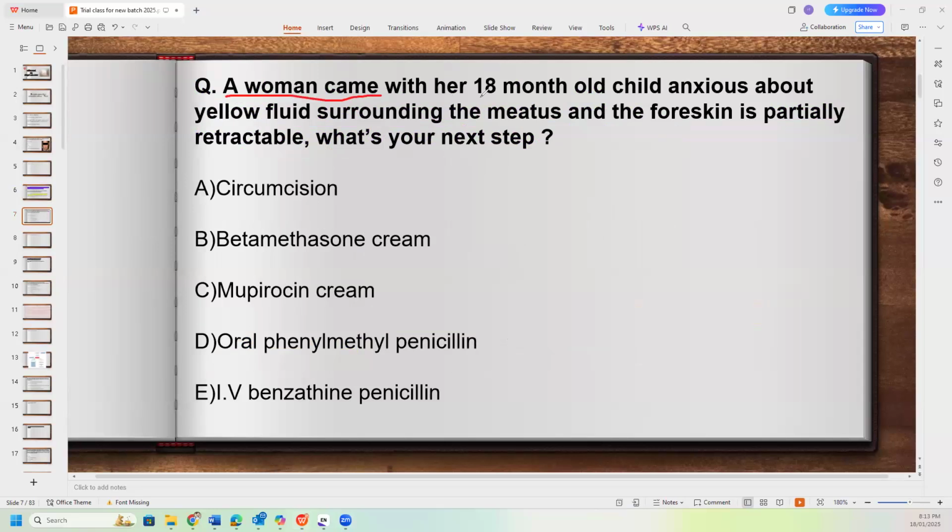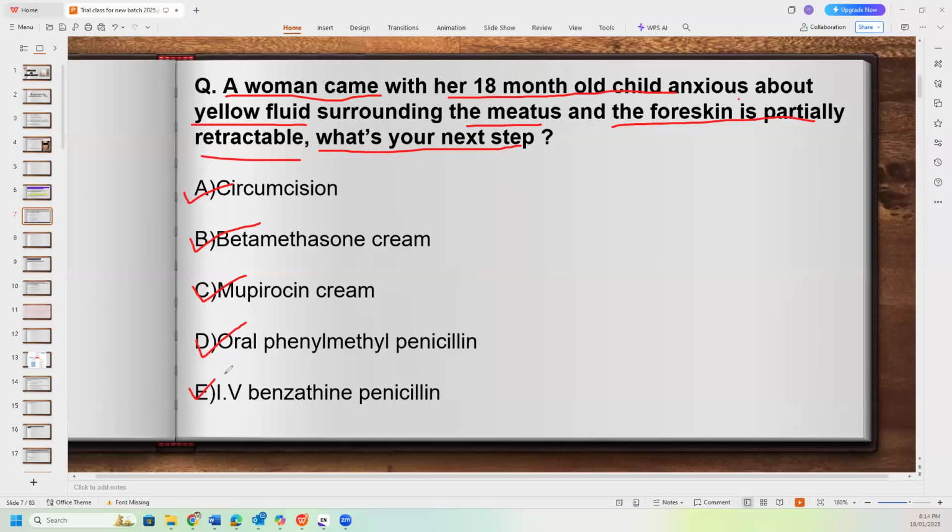A woman came with her 18-month-old child, anxious about yellow-colored fluid surrounding the meatus, and the foreskin is partially retractable. What is your next step as the doctor? Do the circumcision, give betamethasone cream, give mupirocin cream, give oral phenylmethylpenicillin, which is an antibiotic, or give IV benzathine penicillin.